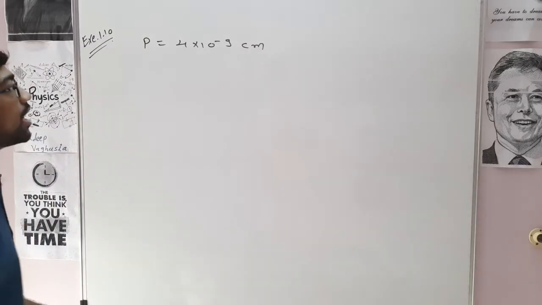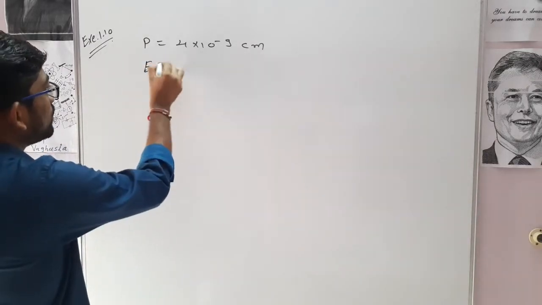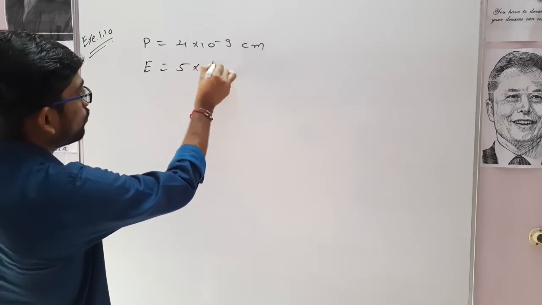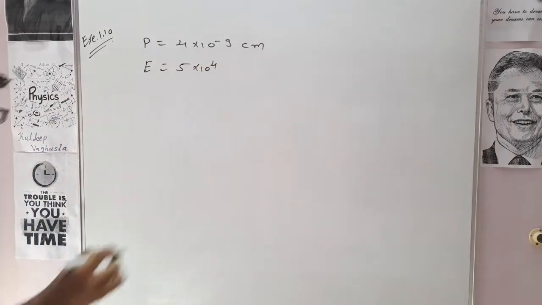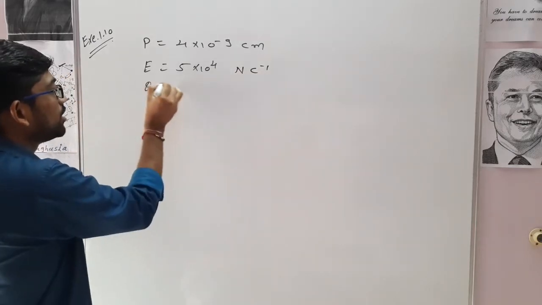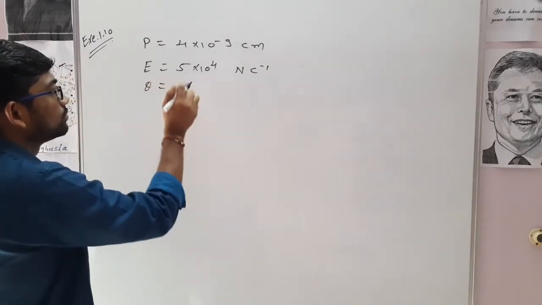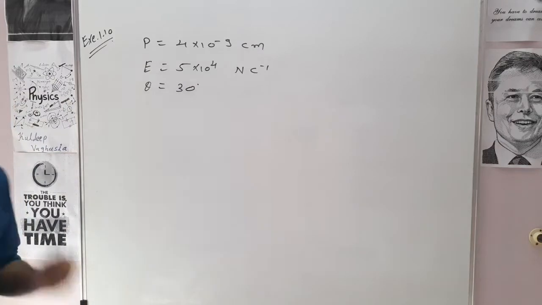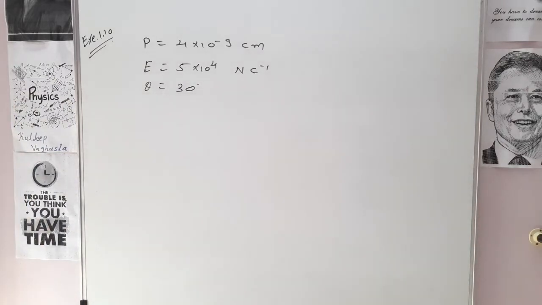So the electric field is 5 into 10 to the power 4 newton per coulomb, and the angle between them is 30 degrees. This is the question. If you want to solve it, pause the video and solve it on your own. After that we will see the solution.